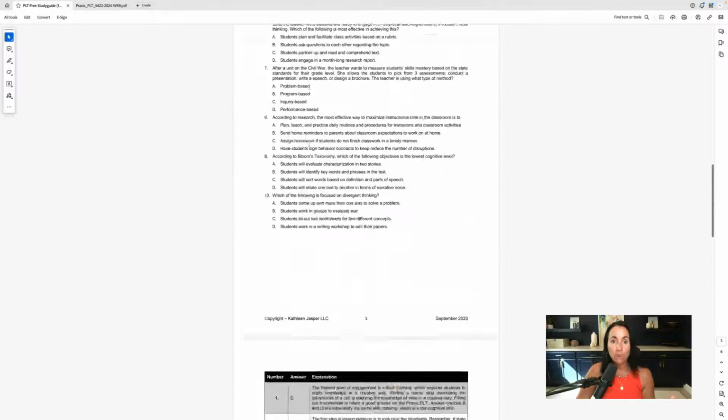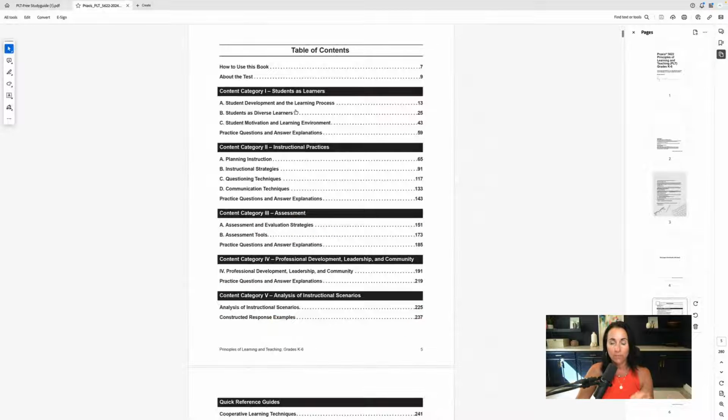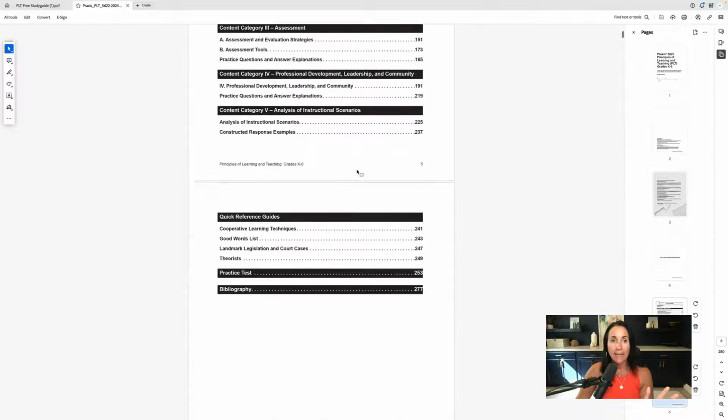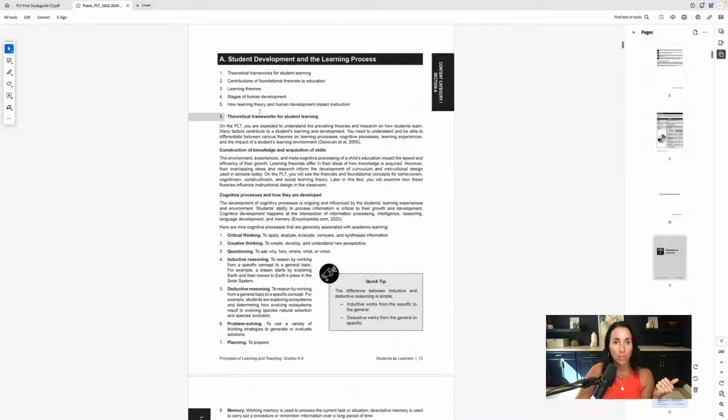Now, if you're looking for more, this is just a mini study guide. If you're looking for more, I have study guides for the PLT 5621 through 5624. And you can see that they're very robust. They're over 270 pages, okay? And after each content category, there are practice test questions. So let me just show you a little bit about this.